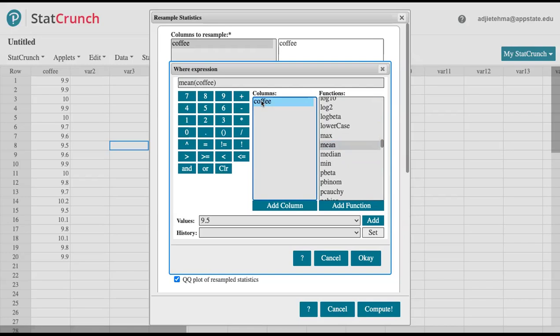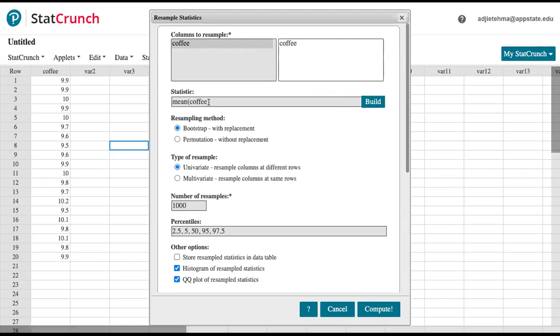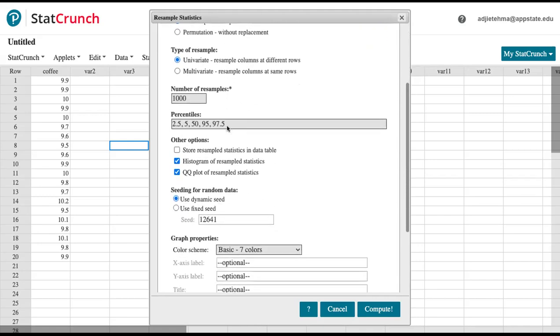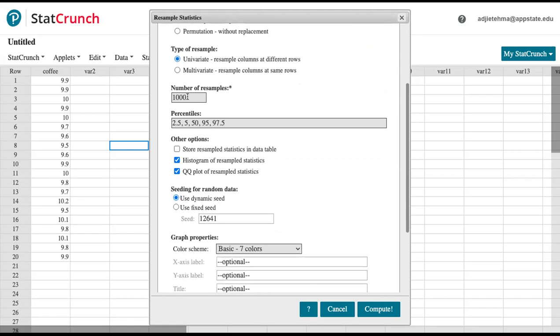And then now we click on OK. So you can see it comes here, mean coffee. Can we all see that? Now we have to make sure we click on the bootstrap with replacement. The computer is going to do it for you, so you don't have to worry. And then the number of resamples, we set it to 1,000. We want as many samples as possible. So it's going to do that several times, 1,000 times. Is that okay?